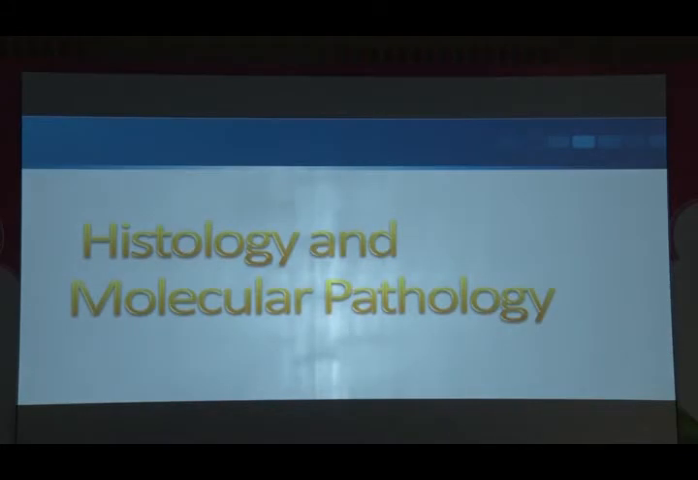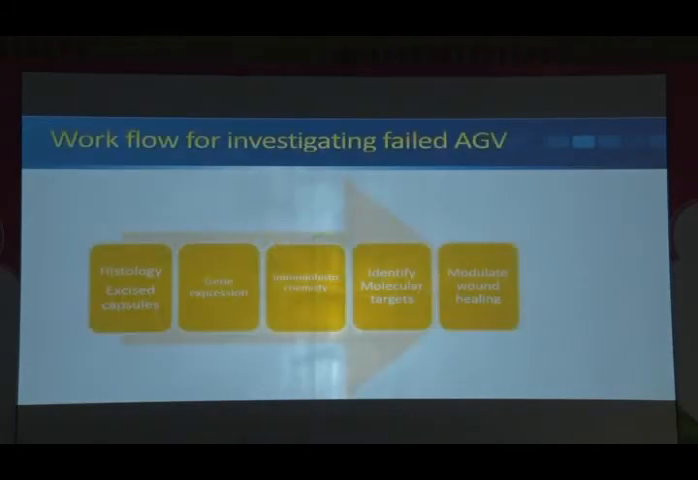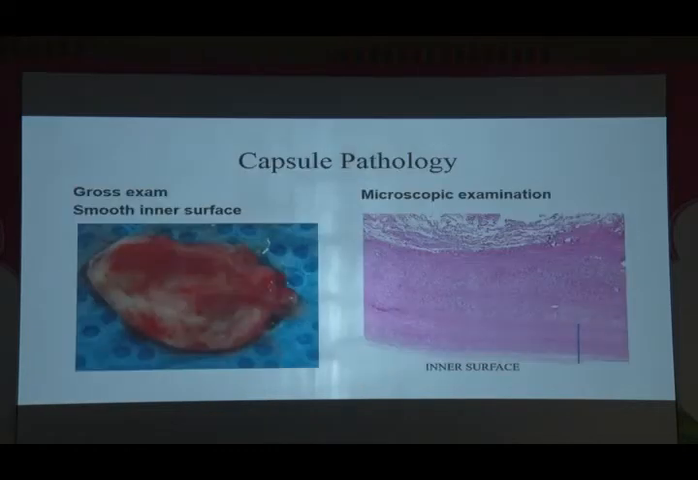Here's what we've been doing to study these. This is the workflow where you take the excised capsules, do histology, but also look at the capsules for gene expression and immunohistochemistry, and then draw pathway targets and identify molecular targets, and eventually, hopefully, get agents which can modulate wound healing. When you look at these failed devices, the capsules, as those of you who excise them know, are often very smooth and shiny on the inner surface. Histologically, you always see two zones. The inner surface, where the valve is, is very thick and compact, and the outer one, all the collagenous connective tissue, is very loosely arranged.